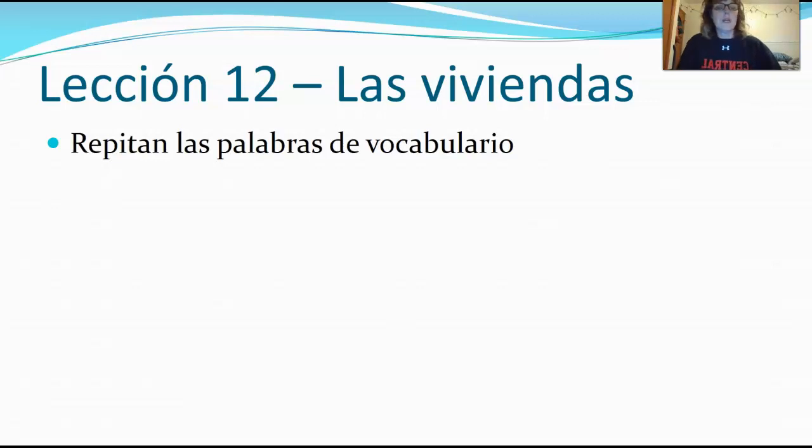Okay, so those words that you just saw came from that top left box that has las viviendas there. It says repitan las palabras de vocabulario. What I'd like you to do is, again, hit the pause button, say them one more time, read through those, and start connecting the definition with those words. Hit the pause button right now and go ahead and do that.